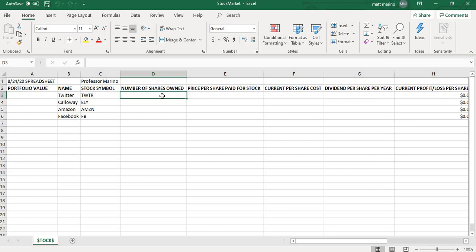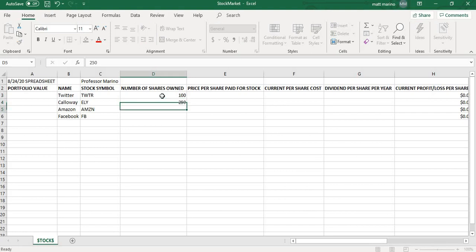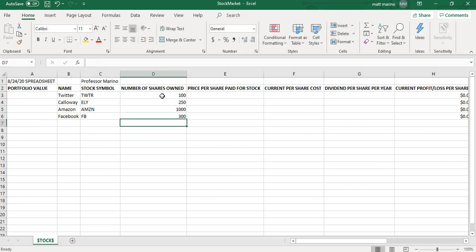Let's decide on the number of shares we own for these specific stocks that I've referenced. Let's try 100 shares for Twitter. Let's try 250 shares for Callaway. Let's try 1,000 shares for Amazon and 300 shares for Facebook.